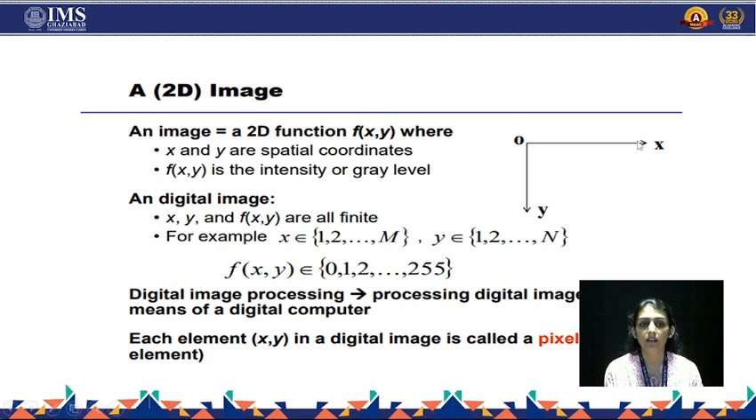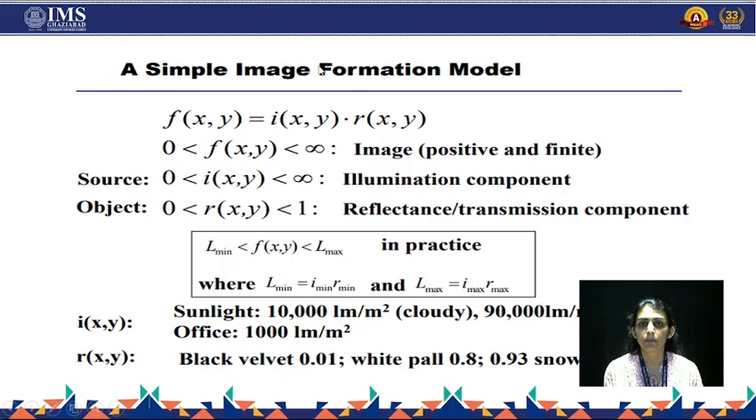Now pay attention here: when we talk about the coordinates, this is the x coordinate and this is the y coordinate. The y axis is not upwards; y is 0 at the top and increases downwards. Generally in a graph we have an upward y axis, but here we have a downward y axis. Now the simple image formation model: f of x, y ranges from 0 to infinity. f of x, y ranges from L minimum to L maximum, where L minimum is I minimum multiplied by R minimum.